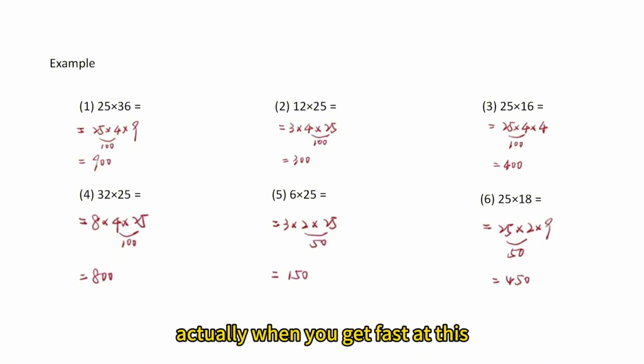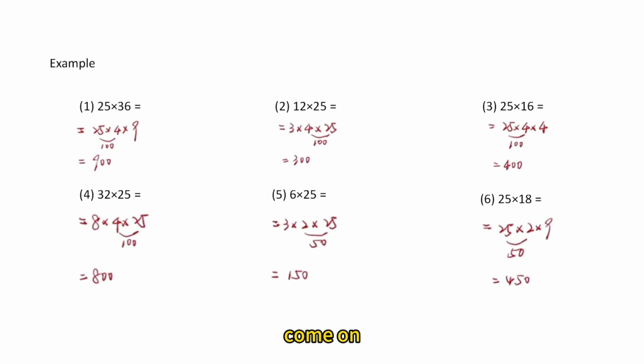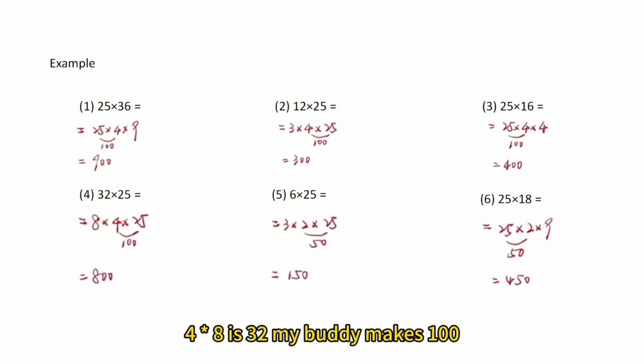Right. Actually, when you get fast at this, you can really do it with mental math. You really can. Come on. 32 times 25. I'm 25. I need to find a 4. Yes, there's a 4. 4 times 8 is 32. My buddy makes 100. Hey, good buddy makes 100. 800. Right.